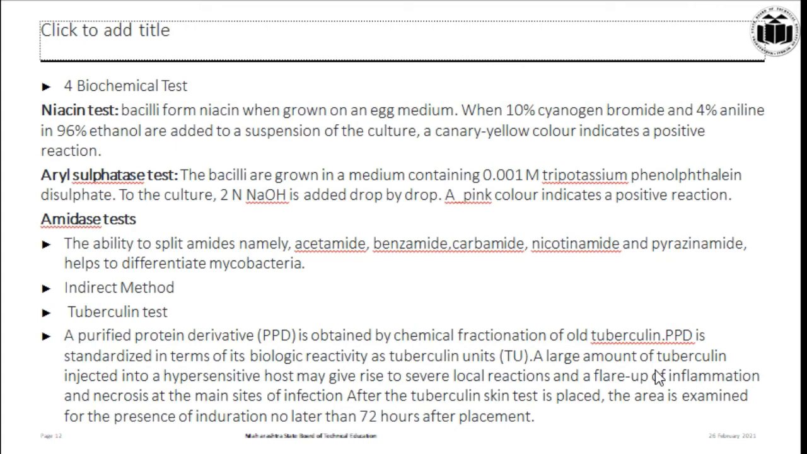So in such a way various methods have been discussed for the detection of Mycobacterium tuberculosis. We have also discussed the morphology, cultural characteristics and pathogenicity of Mycobacterium tuberculosis.